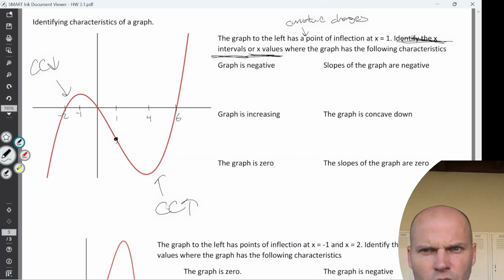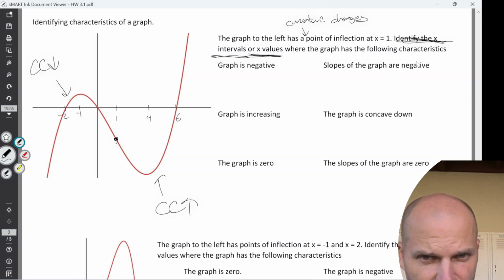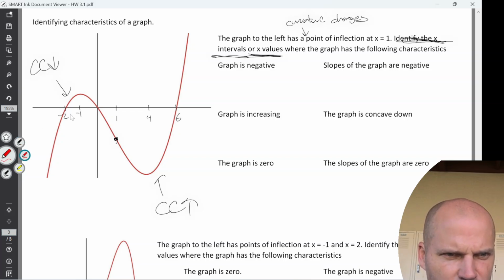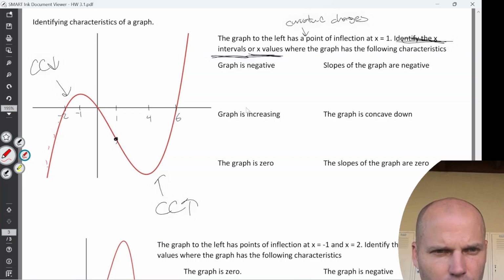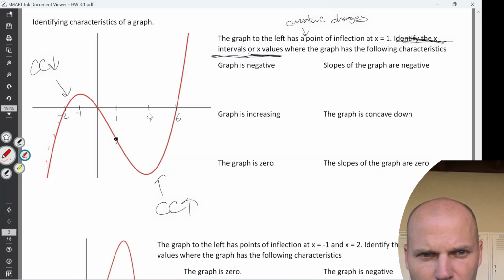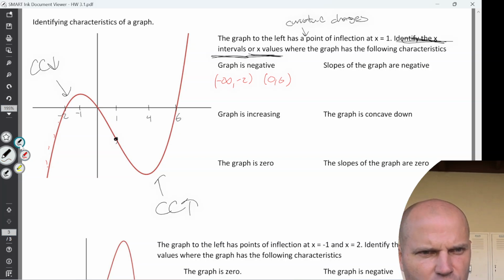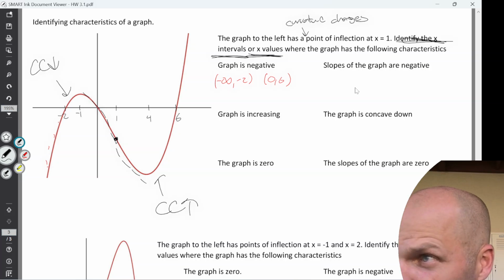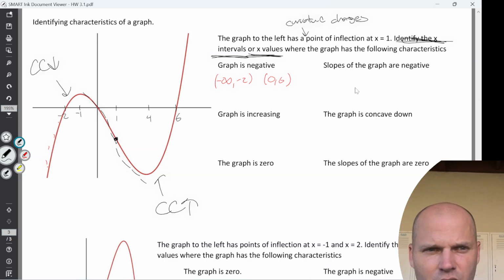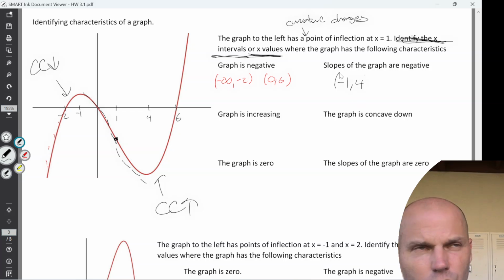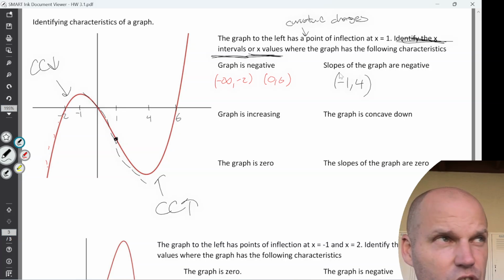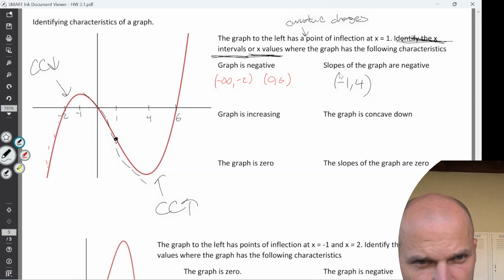All right? Now, look at the first two questions. When is this graph negative? And then when are the slopes of the graph negative? Those are two different things. The graph is negative when the y values are below 0, or when we are below the x-axis. That's going to be from -infinity to -2, and then from 0 to 6. Cool? But the slopes of the graph being negative are when the slopes are negative. Well, we'll talk about how if slopes are negative, the function is decreasing. We already know that, but we'll talk more about how knowing the slopes tells you how your function is changing.